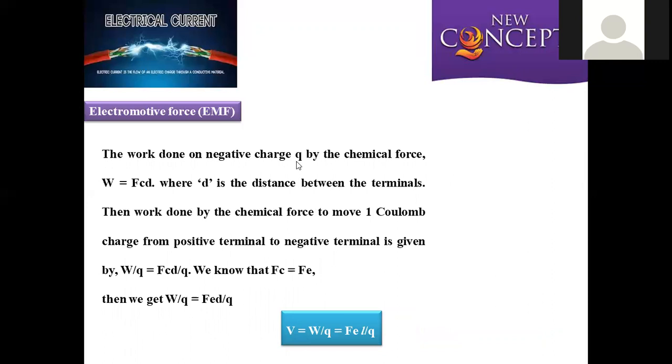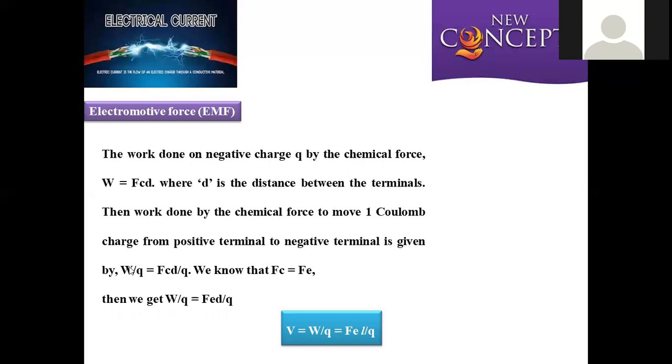The work done on the negative charge Q by the chemical force is W = FC × D. Here, W denotes the work done, FC is the force originated by the chemical force, and D is the distance traveled between the two terminals of the battery. Then consider the work done by the chemical force to move 1 coulomb of charge. We are taking the unit charge here, that is 1 coulomb. Q is taken as 1 coulomb of charge, moving from the positive terminal to the negative terminal.